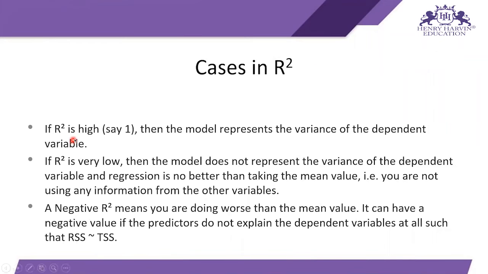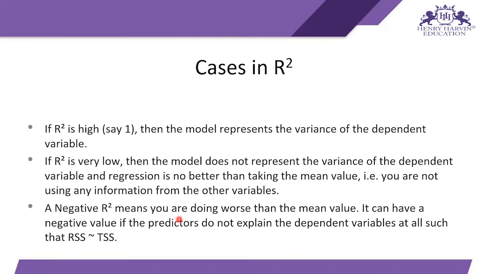Next come the cases for the R squared value. If R squared is high, say 1, then the model represents the variance of the dependent variable. If R squared is very low, then the model does not represent the variance of the dependent variable, and the regression is no better than taking the mean value. That is, you are not using any information from the other variables.